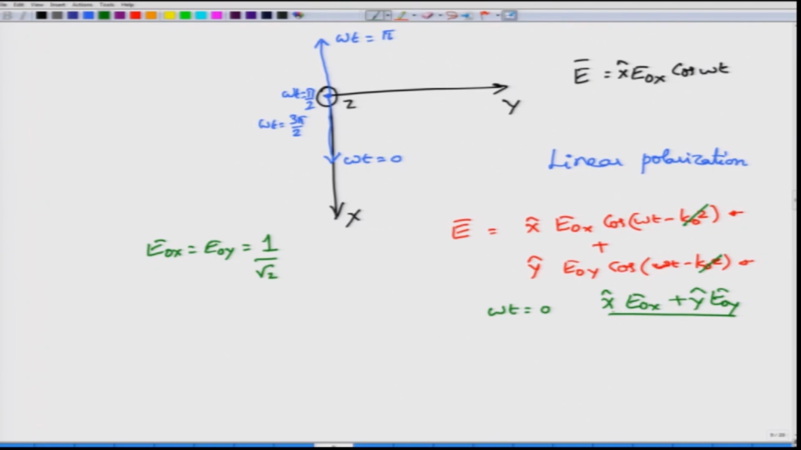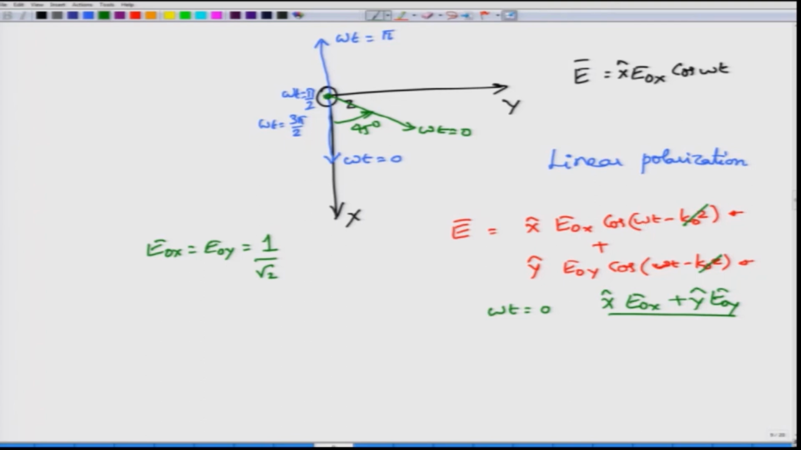So, the direction of the electric field will be at an angle of 45 degrees as measured with respect to the x axis. Okay. This would be the case at omega t equal to 0. What about omega t equal to pi by 2? In that case, the electric field will actually be 0, because cosine of pi by 2 will make this one go to 0.